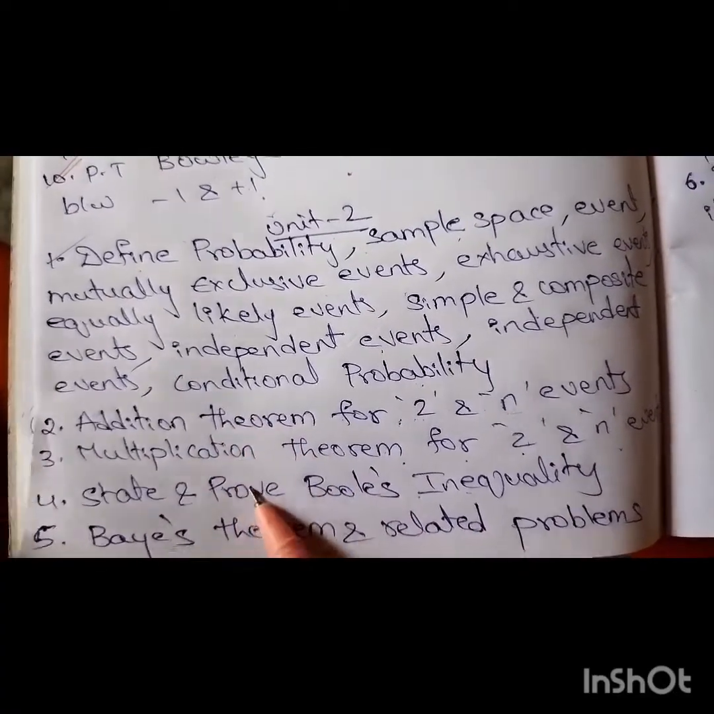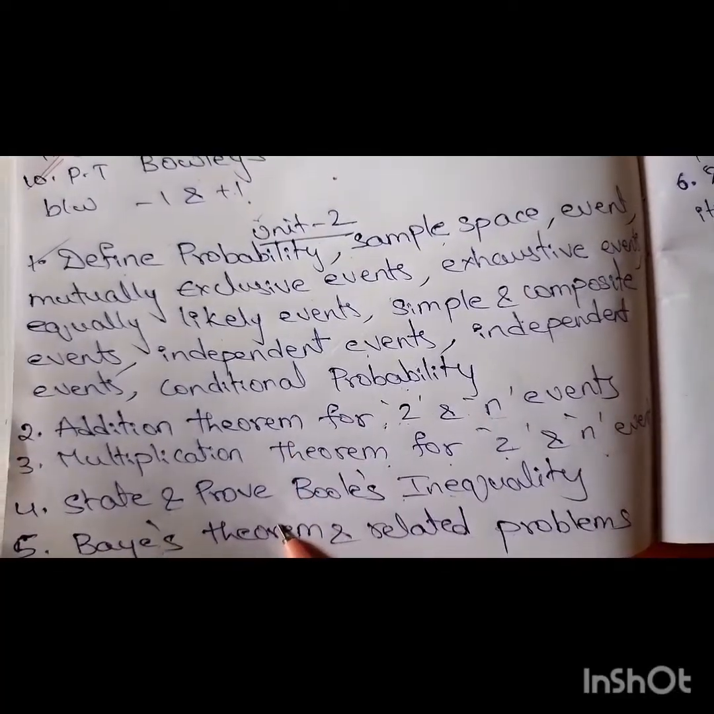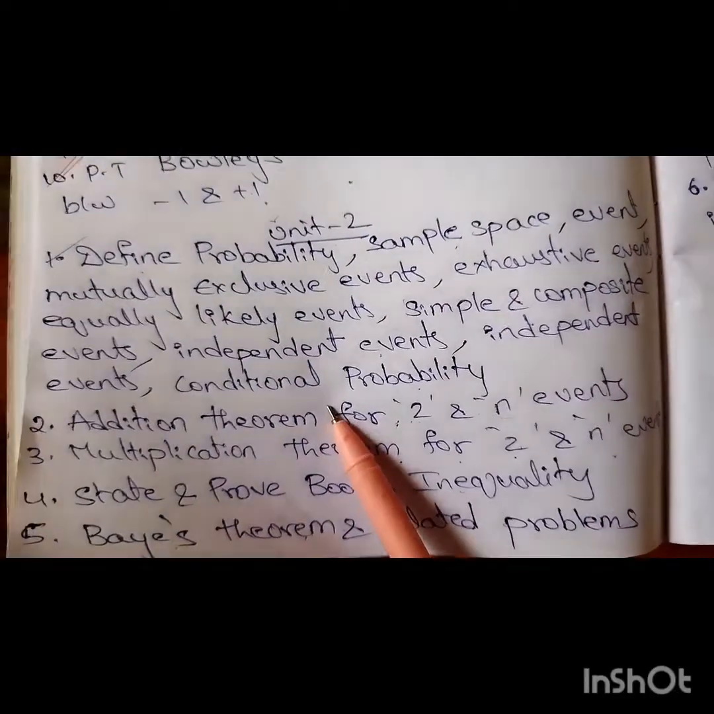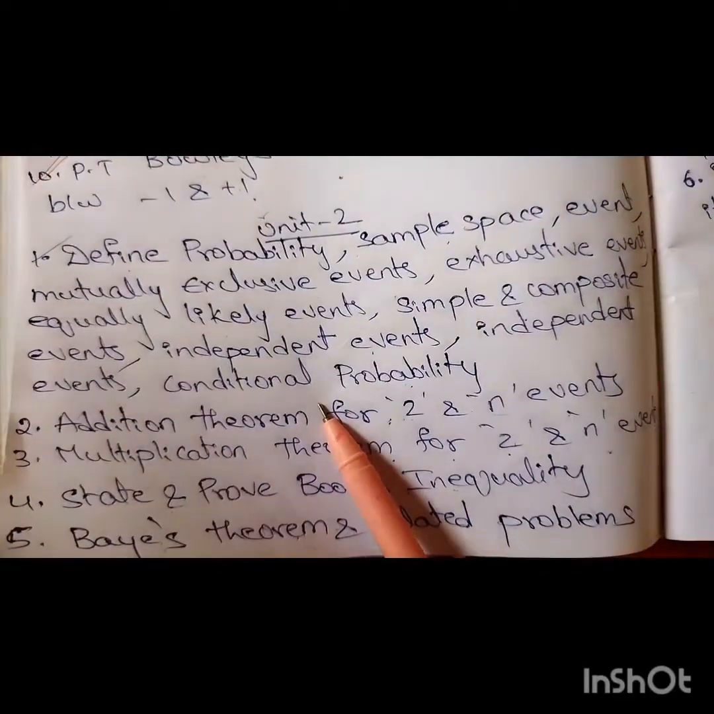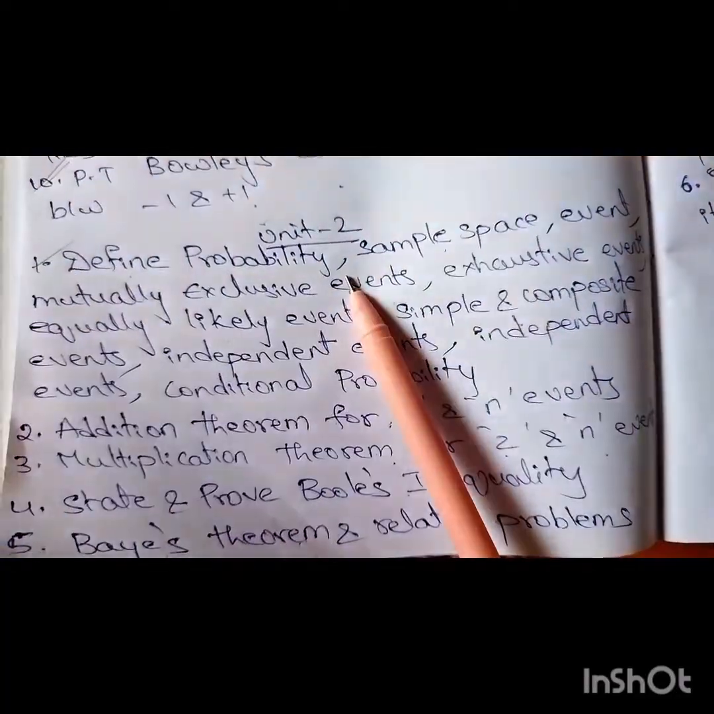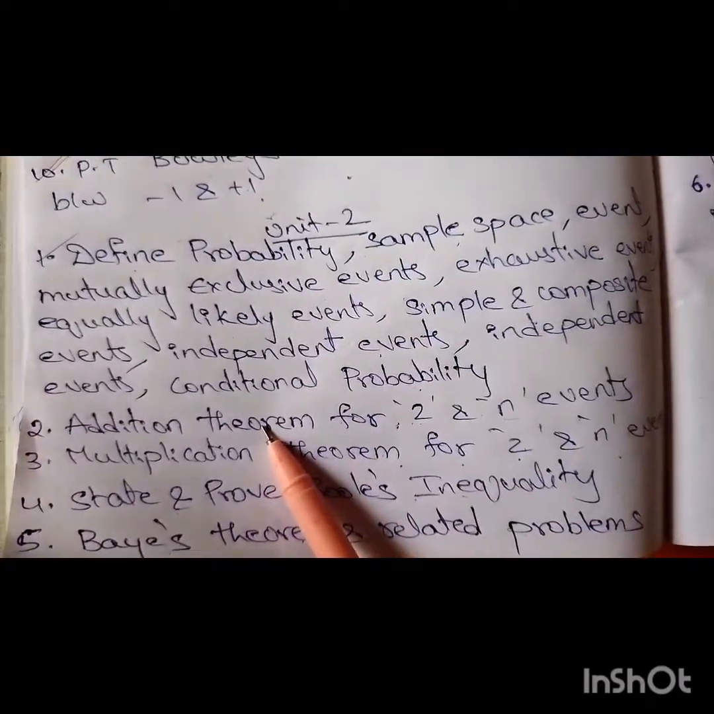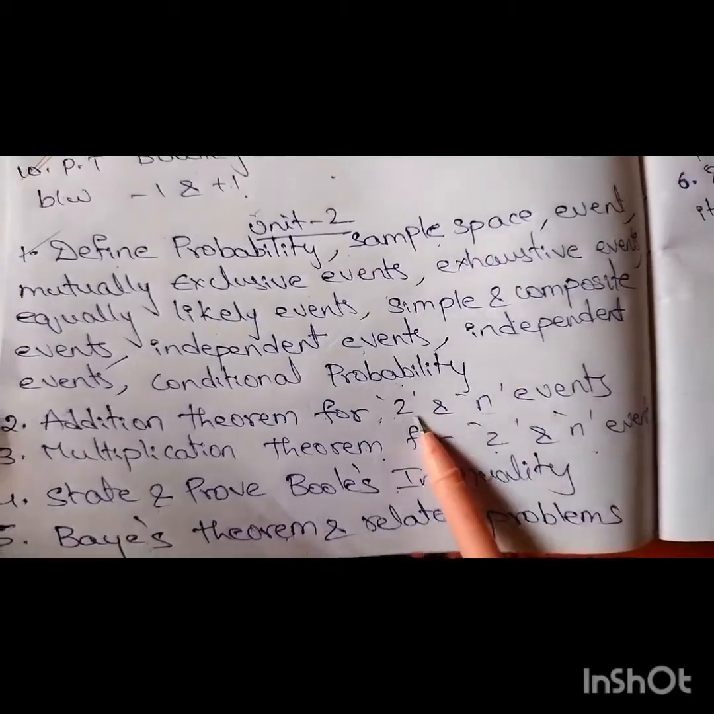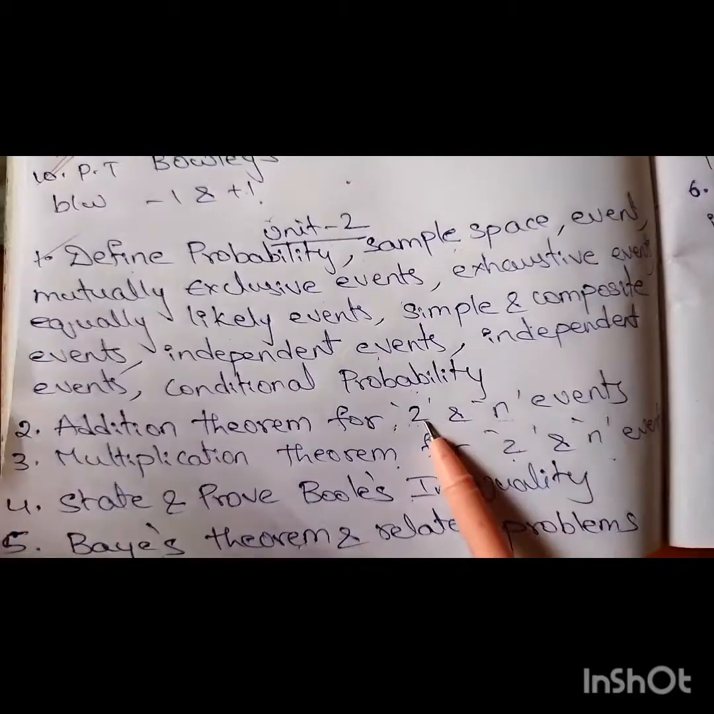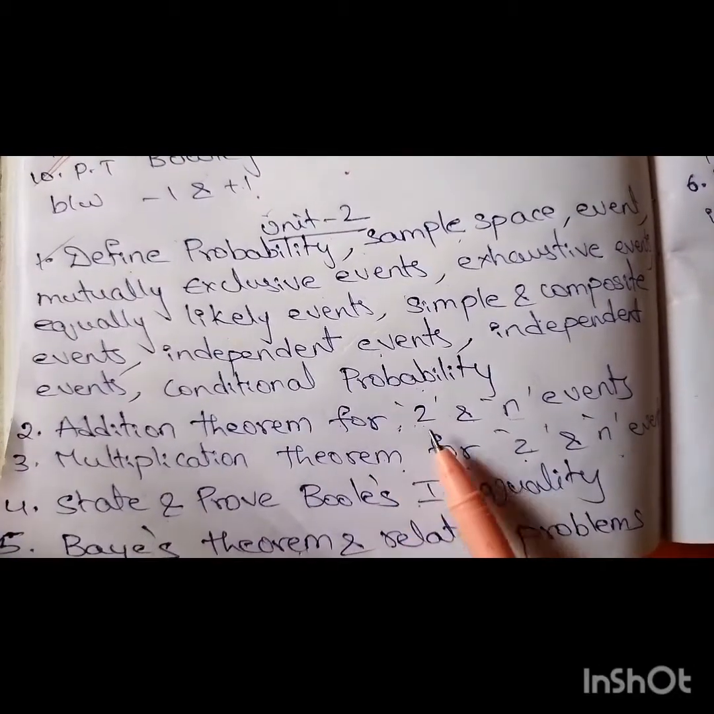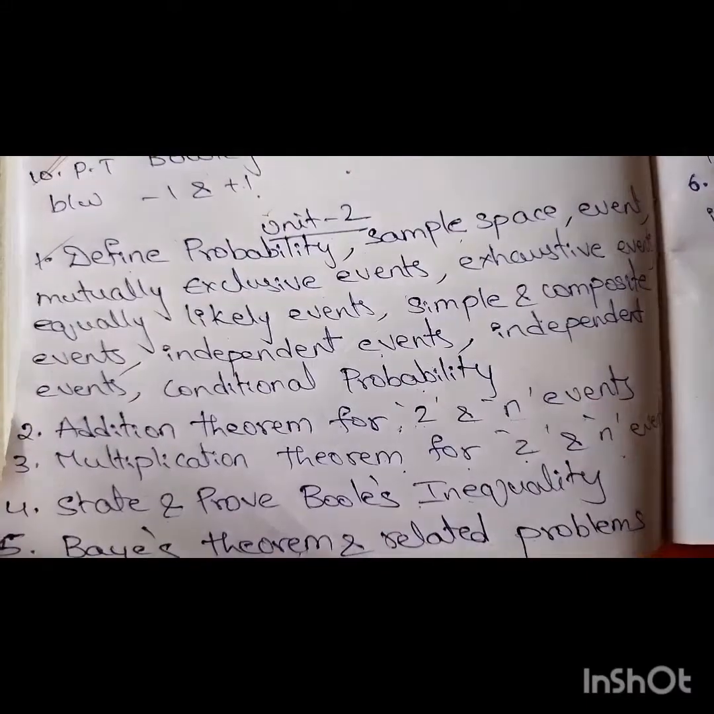So from these 4 questions, 2, 3, 4, 5, you are going to get 1 or 2 long answers for sure, and the first one you will get for short answer. Same way, the second and third for 2 events you will get for short answers. Addition theorem for 2 events you will get for short answers.